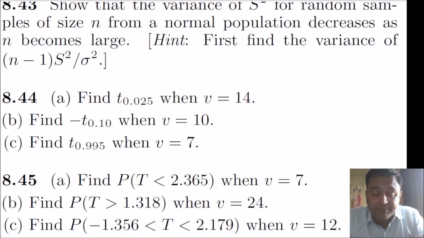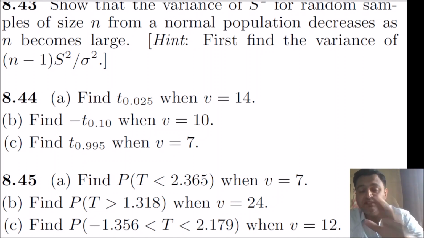And now what about the C part? t suffix 0.995 when the degrees of freedom is 7. Now here, if you see the t distribution table, I will give you a hint for this. In the top alpha row, you will never see 0.995 in the given two tables from the Walpole book, at least. Okay, so how will you find this? So now you have to use the relation. What is t of 1 minus alpha? It is minus t of alpha.